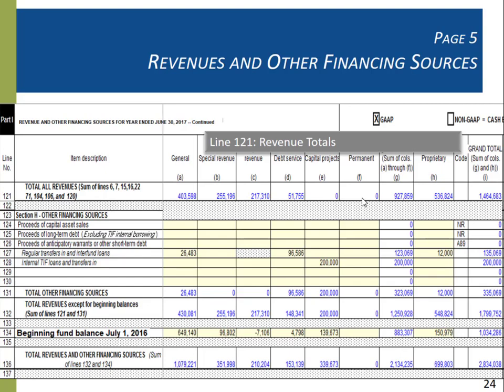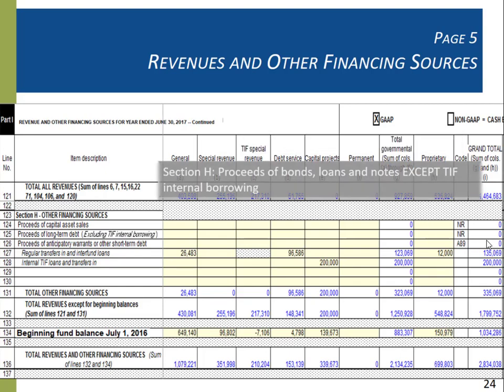Now, we still have to deal with section H. That's the proceeds of bonds, loans, or short-term notes, except for internal borrowing in TIF. When you have a bond or a loan come in, you initially need to report those proceeds in these categories. You may have proceeds of capital asset sales or long-term debt, or you may have just short-term debt, and there are lines for each one of those so that you can accurately reflect them, and they need to go in the appropriate column, which is typically general fund, could be capital projects, might be into the proprietary fund if you have a project you're working on for water or sewer.